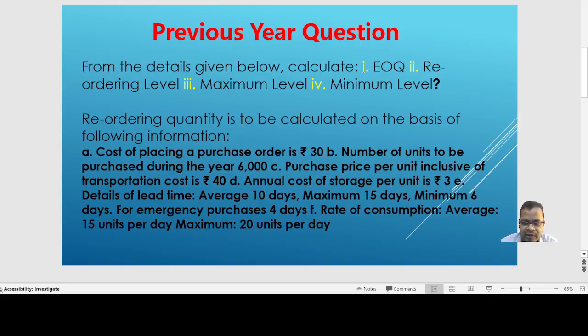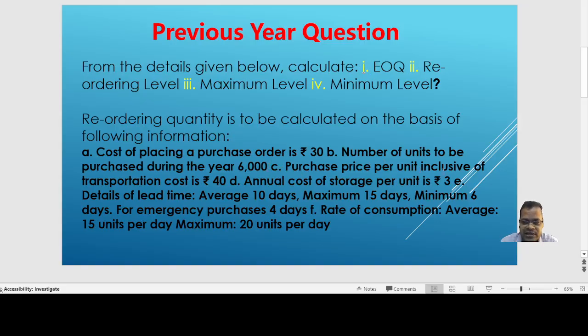If you can remember, the EOQ formula is square root of 2AO by C, where A stands for annual demand, O stands for ordering cost, and C is the carrying cost. Here it says the cost of placing a purchase order. So what is this actually? A purchase order means it is the ordering cost, that's right. Second, the number of units to be purchased during the year is 6,000. So annual demand is 6,000, because you are purchasing it, it means that is the demand, otherwise why would an entity purchase it.